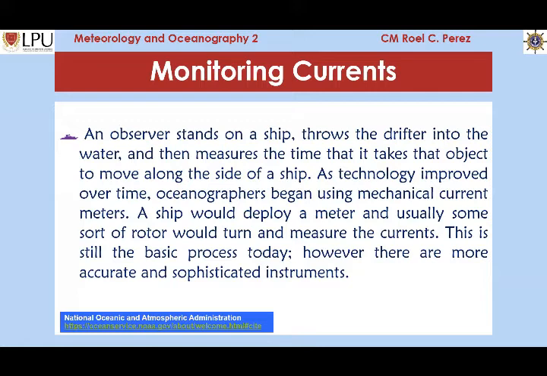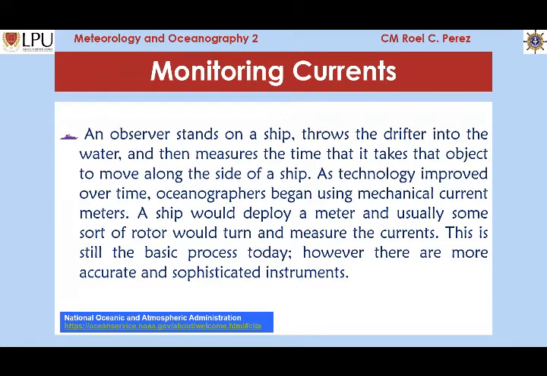As technology improved over time, oceanographers began using mechanical current meters. A ship would deploy a meter, and usually some sort of rotor would turn and measure the currents. This is still the basic process today. However, there are more accurate and sophisticated instruments.